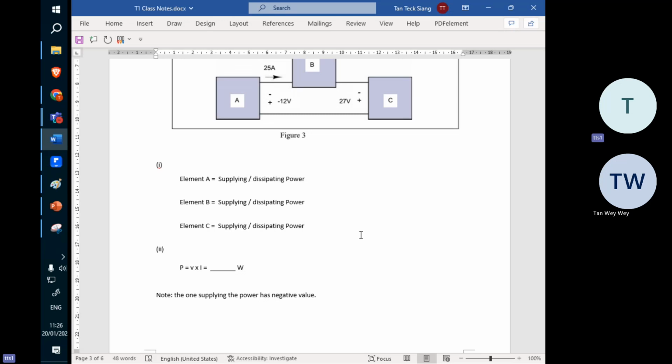For example, minus 100 watts equal to 70 watts plus 30 watts. That's what I mean. Positive, minus, because all of them add up to become 0. Like this.